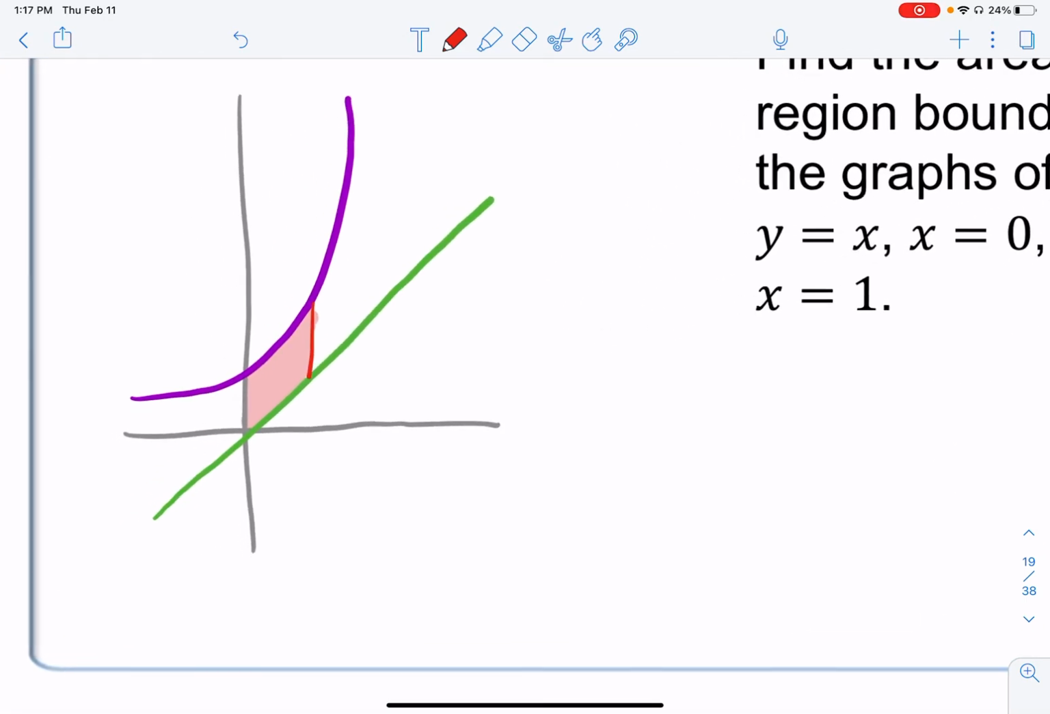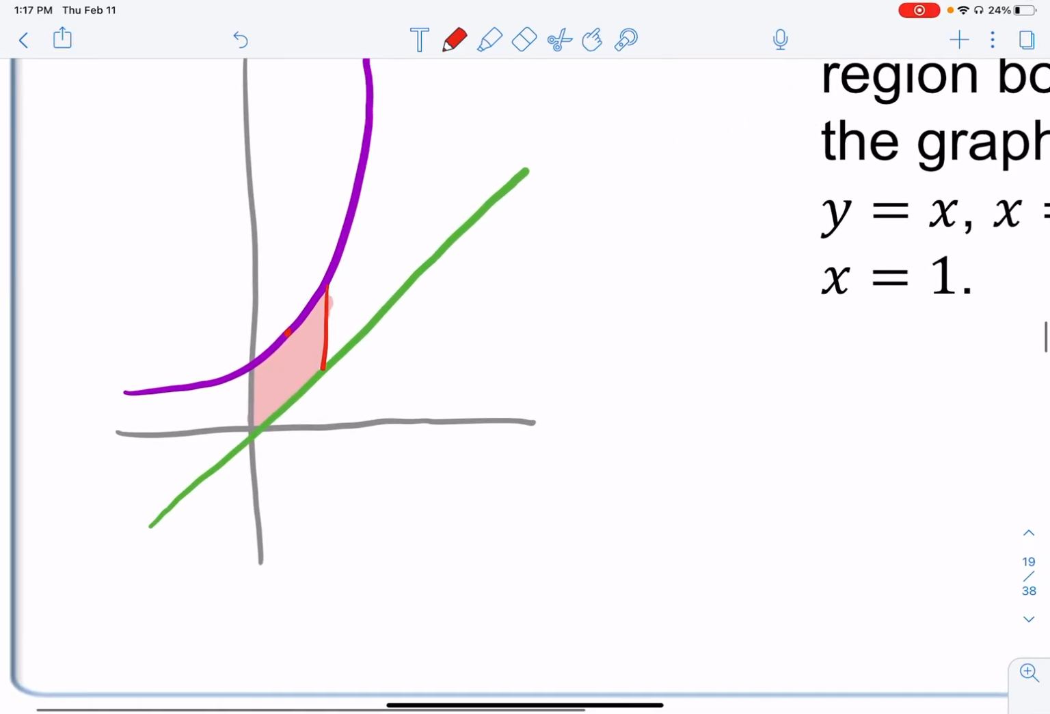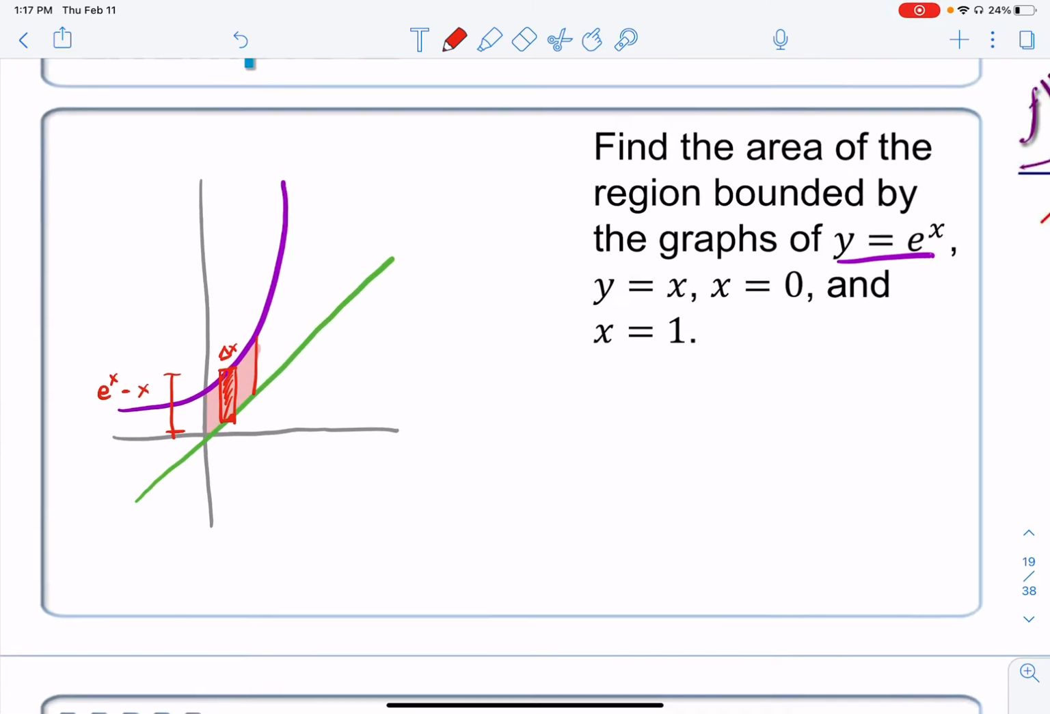Let's at least draw in our representative rectangle here. Dot, dot, draw in our rectangle. Oh, it's perfect. All right, and then we have a width of delta x, and our height, we can see the top function here is e to the x, and our bottom function here is the green one, which is x minus x.